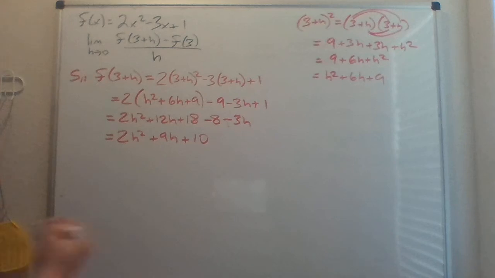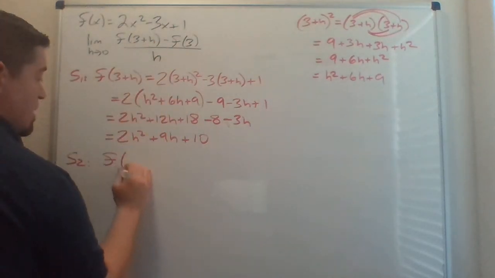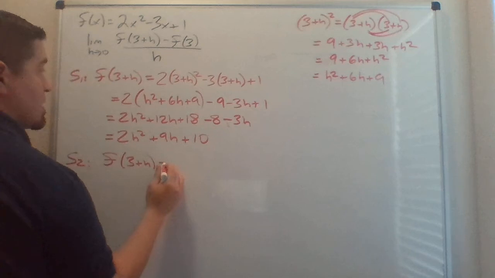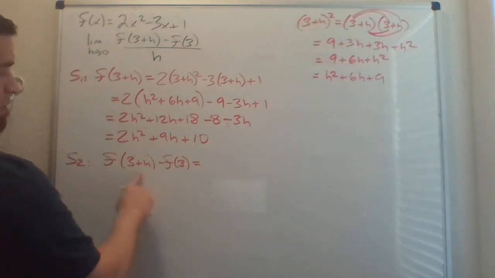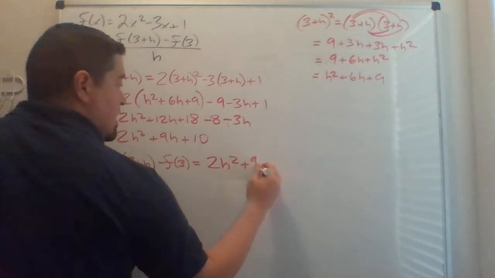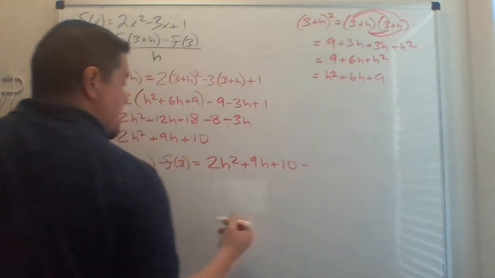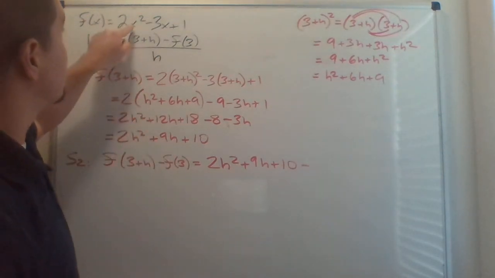Okay, so that one was kind of longer than our original step 1. So let's move on to step 2. Step 2 is find f of 3 plus h minus f of 3. Well, we already have that, right, from the first step. 2h squared plus 9h plus 10 minus f of 3. Well, what does that mean? Plug 3 into your function.